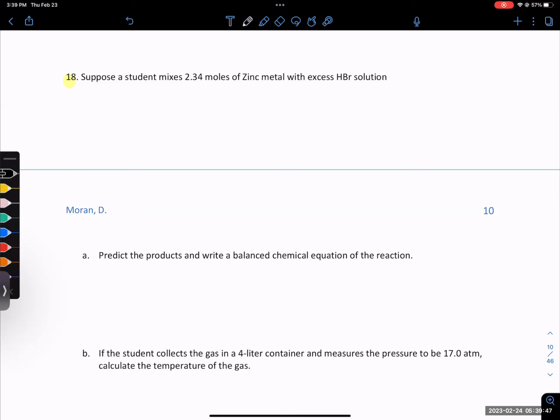Suppose a student mixes 2.34 moles of zinc metal with excess HBr solution. Step 1, predict the products and write a balanced chemical equation of the reaction. What do you look at?